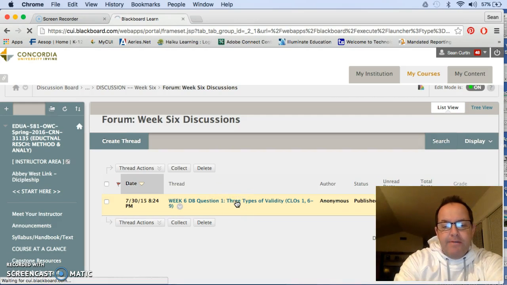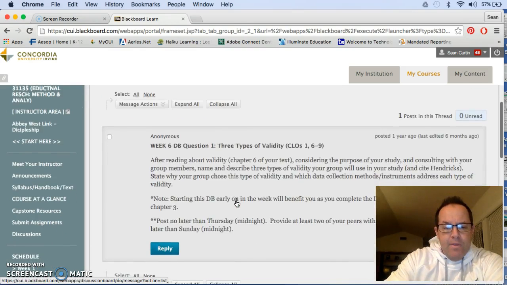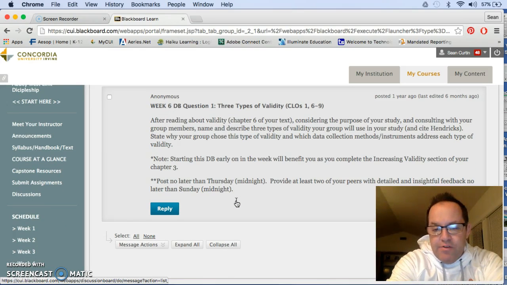Three types of validity. After reading about validity in chapter 6, considering the purpose of your study, and consulting with your group members, name and describe 3 types of validity your group will use in your study and cite Hendricks. State why your group chose this validity and which data collection methods and instruments address each type of validity. So again, Thursday night is your initial response. Make sure it's substantive, and also make sure that you're responding to both peers by Sunday night.